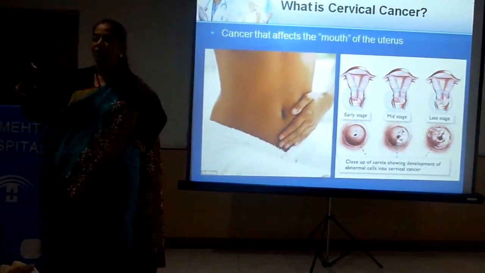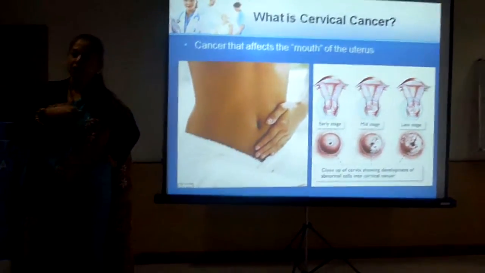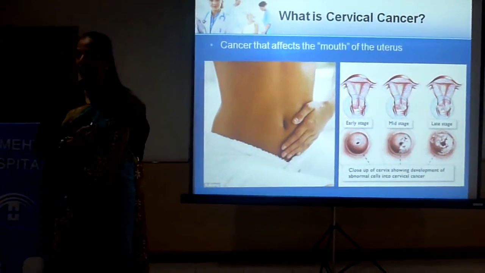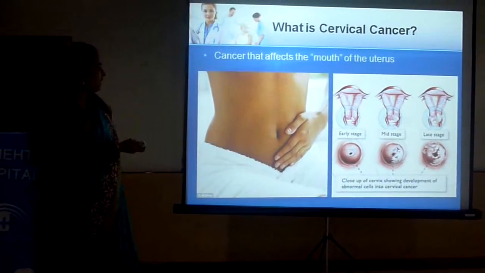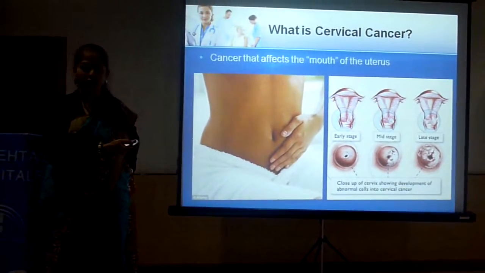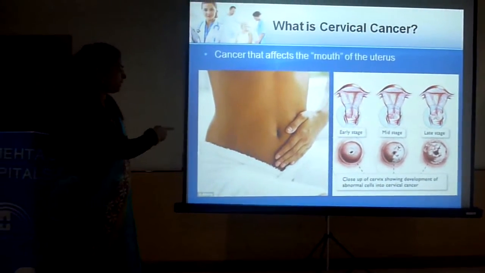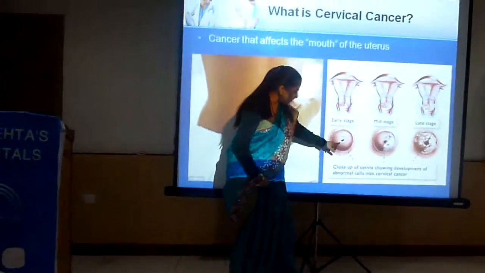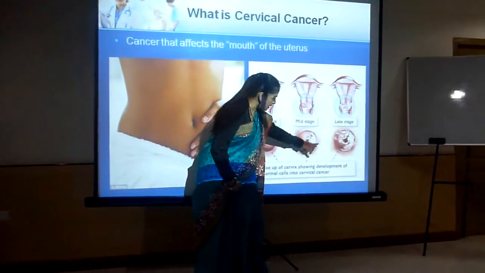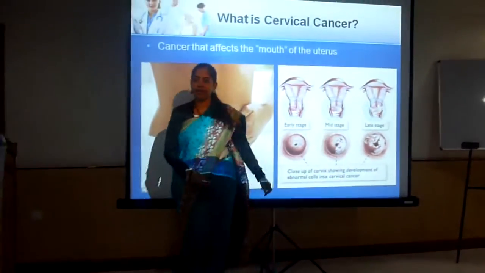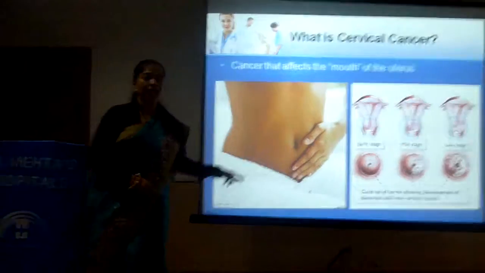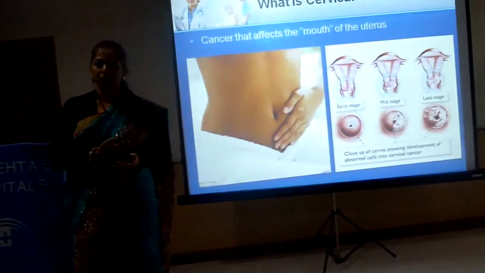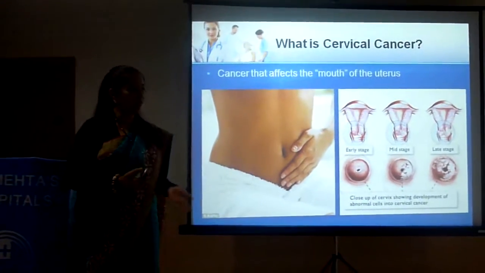Cancer means rapidly dividing cells or rapidly multiplying cells, okay? And therefore you get a lump of cells which keeps on multiplying. These cells enter the blood vessels and they can also travel to various other organs and spread the cancer process. Now what is cervical cancer? Cancer that affects the mouth of the uterus, which was very rightly said. You can see up here, this is the mouth of the uterus, and you can see the cancer which is formed here in its very early stage, in the intermediate stage, and that is the late stage of the cancer.